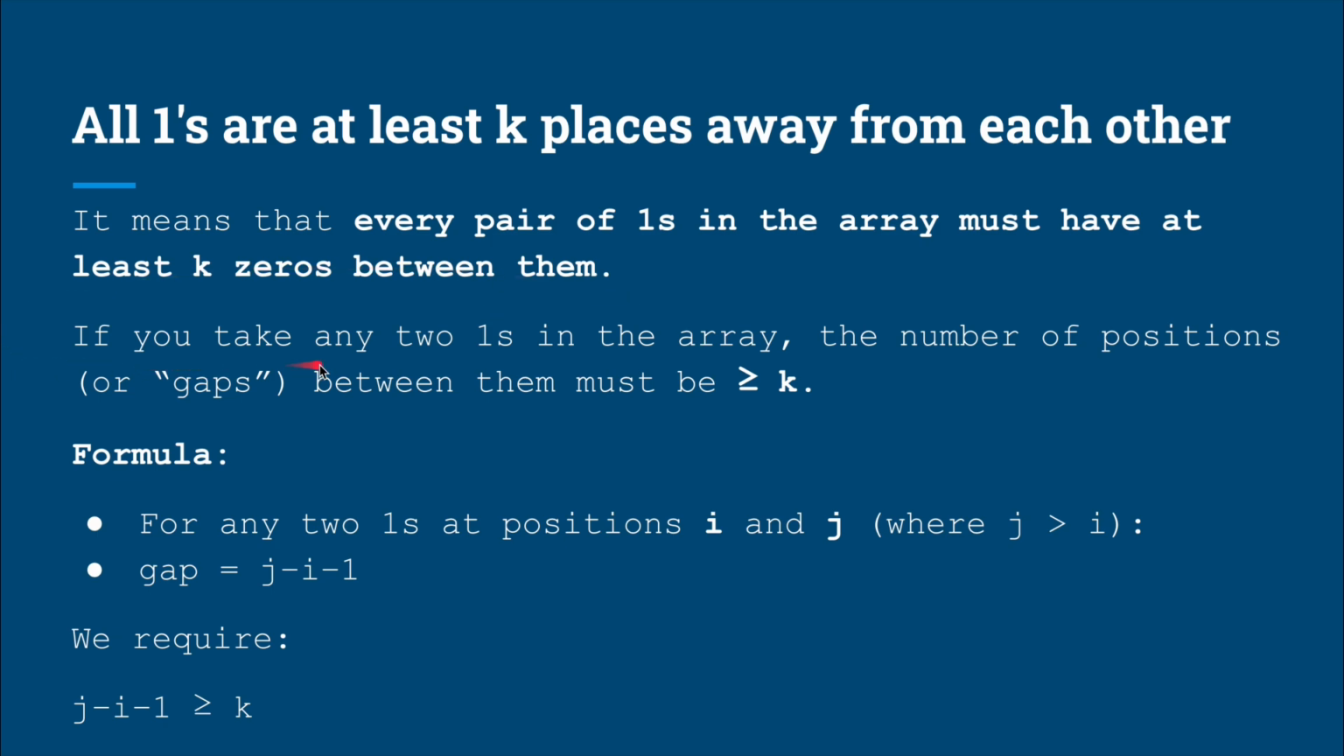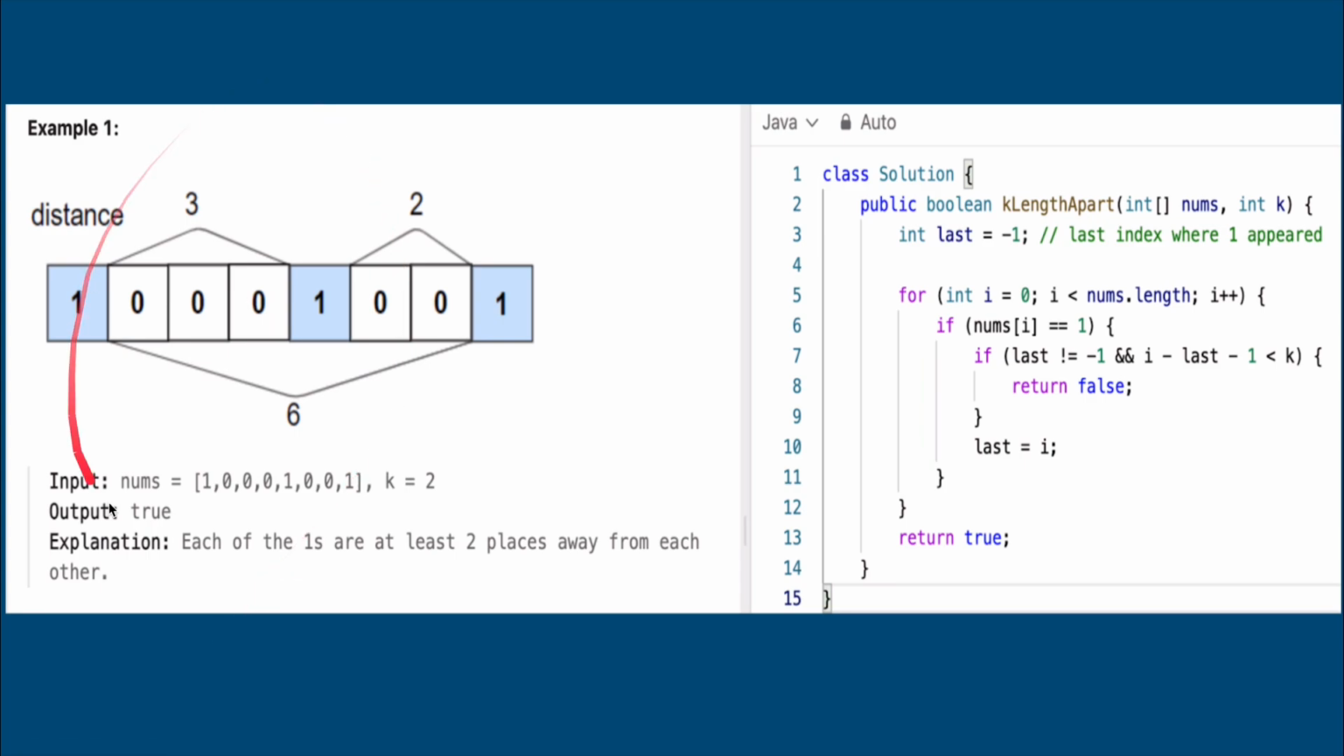Okay, so if you take any two 1s in the array, the number of positions or gaps between them must be greater than or equal to k, right? So for any two 1s at positions i and j, let's suppose we have two indexes in the array, i and j, right? So j should always be greater than 0 and i should be less than j. Okay, so if you take j minus i minus 1, it is a gap. So this gap should be greater than or equal to k. If it is, it means it's a valid one.